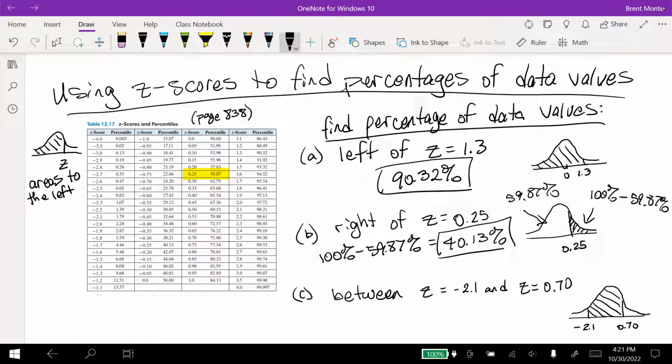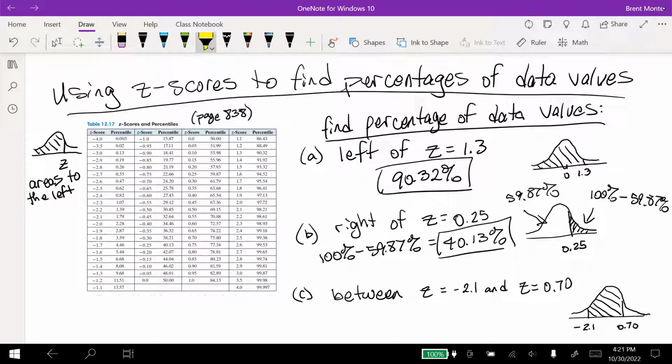Okay, so areas to the left, they just come out of the table. Areas to the right, it's 100% minus whatever the number is. And then this last one, part C, says, what about areas between? So I've drawn the picture, and you may already know what we're going to do. We're going to take the area to the left of the 0.70. That's going to give me all the area to the left. But that's too much. I don't want the area to the left of negative 2.1, so I'm going to subtract that away. So let's find those two values.